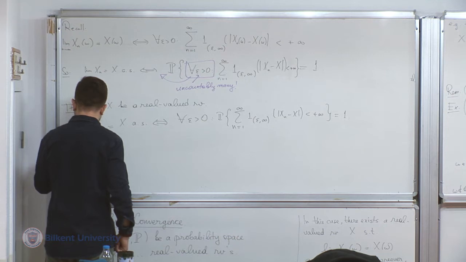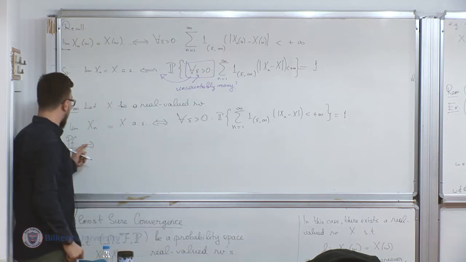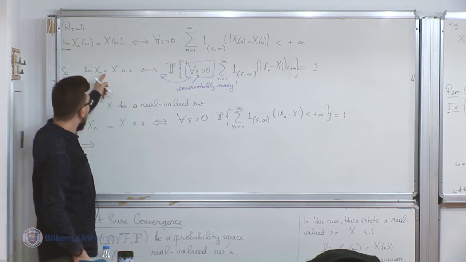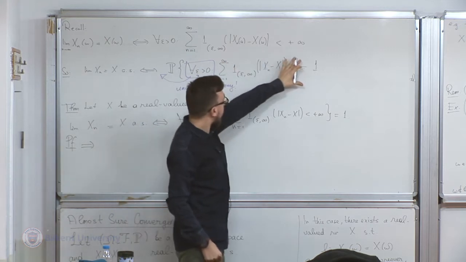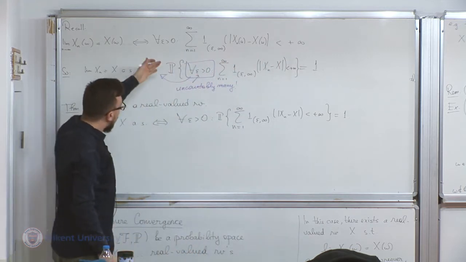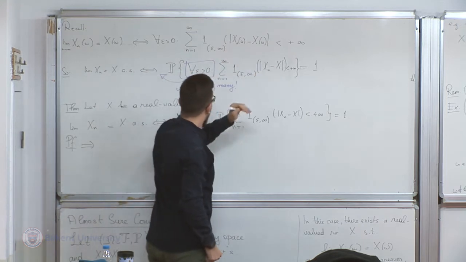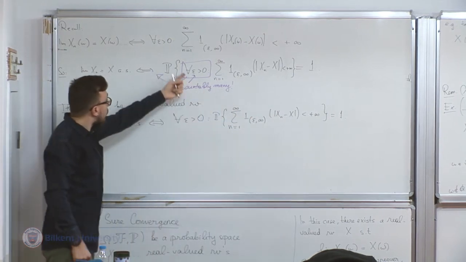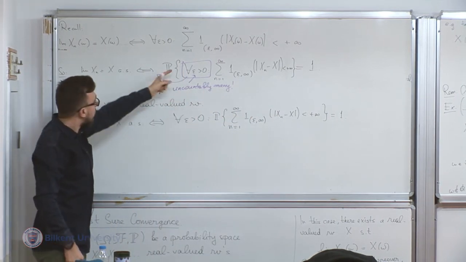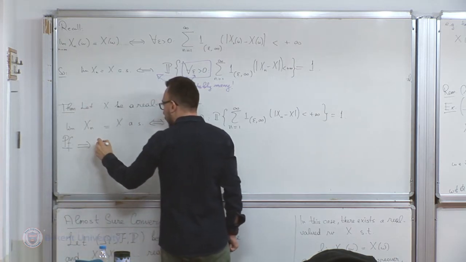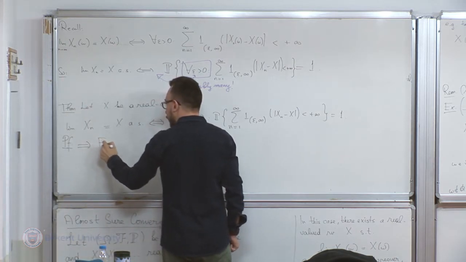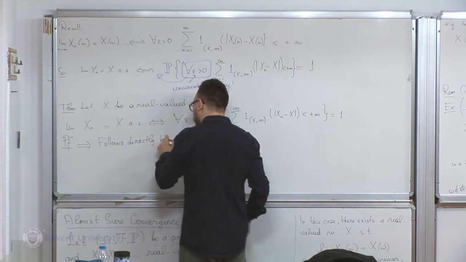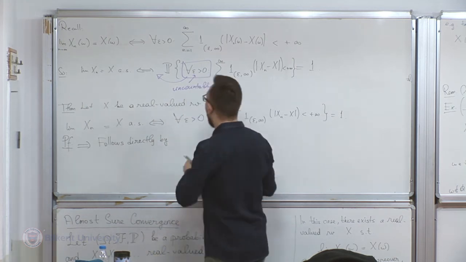So, okay, let's prove it. First of all, this side. Well, if you have X_n goes to X almost surely, this means you have this. So with probability 1, for every epsilon you have this. Therefore, for a fixed epsilon, you also have this, right? So this already implies this one. So it follows directly by the purple thing.